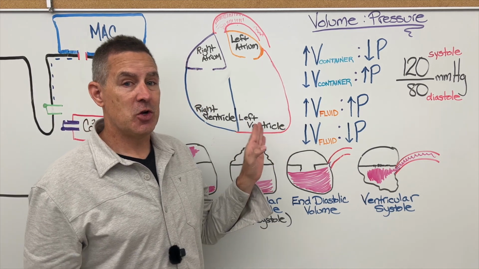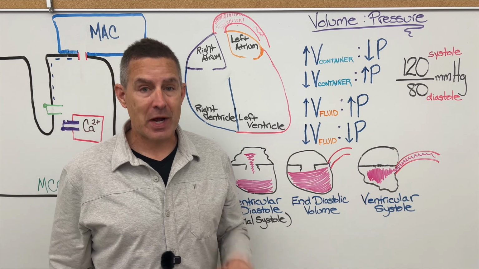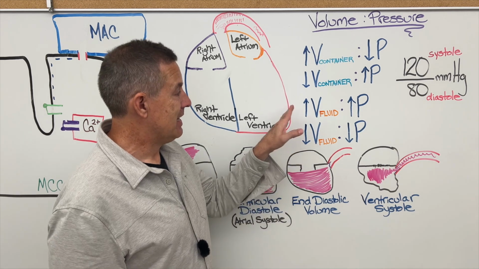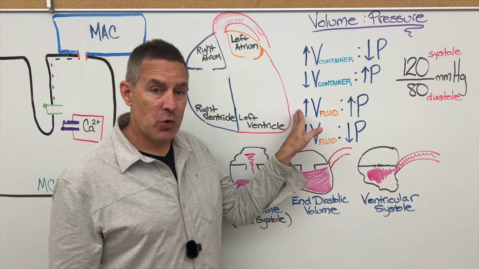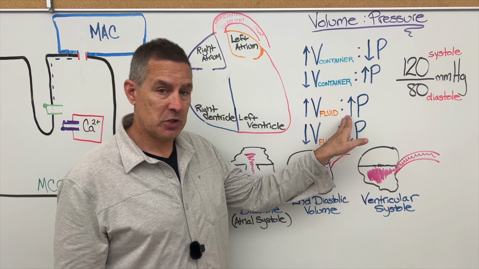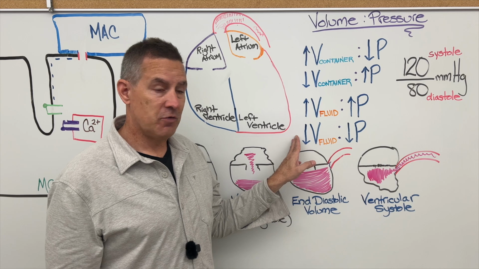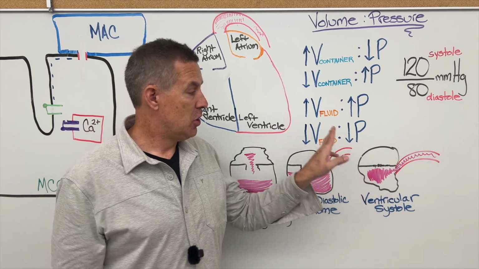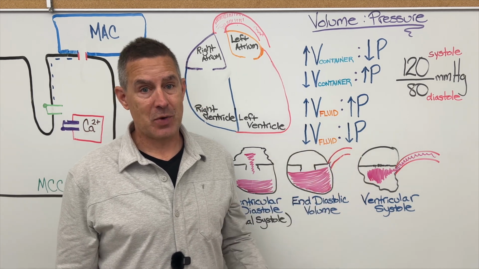If we look at the volume of the fluid, it is a direct relationship. That is to say, an increased fluid volume is going to correspond to increase in pressure. A decrease in fluid volume is going to correspond to a decrease in pressure. That is a direct relationship.